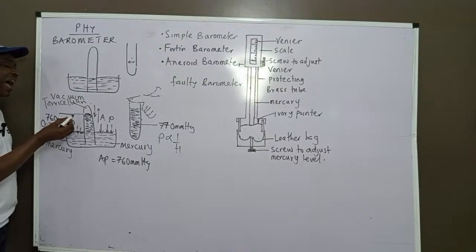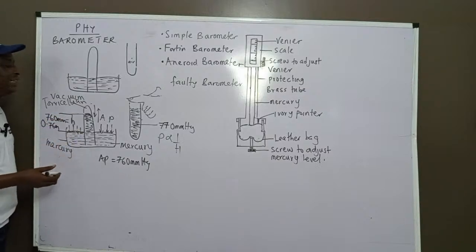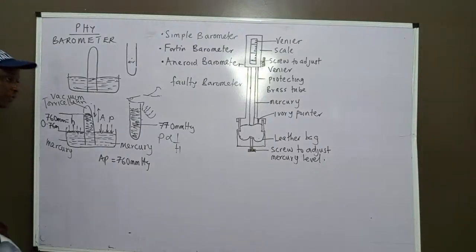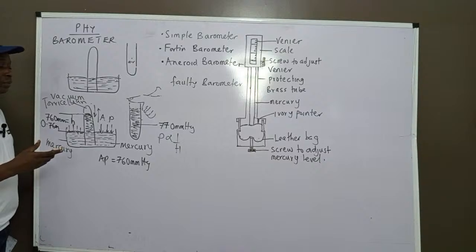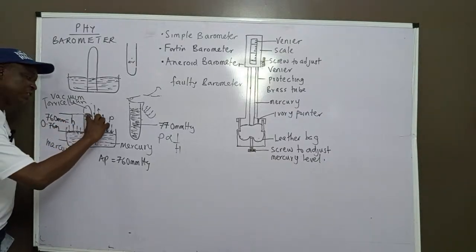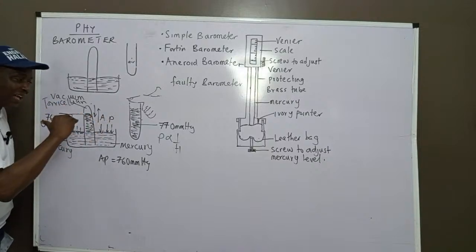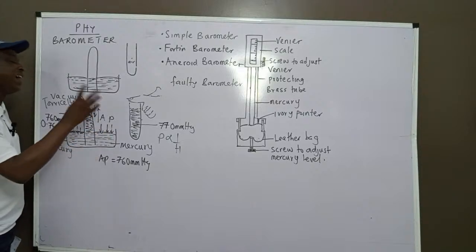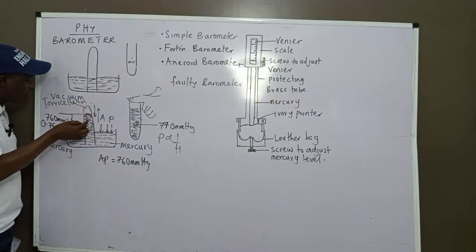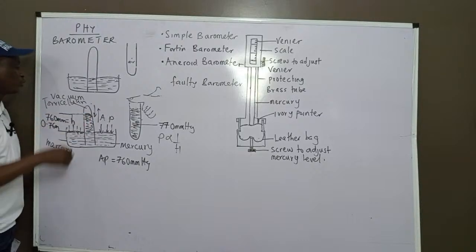So at what height? That is to say, this height measures the atmospheric pressure. This height measures what? Another name for atmospheric pressure is what we call the air pressure. Air pressure. Please take note of that. Now, the height of this one will not be balanced when the atmospheric pressure is being measured as balanced with the pressure of the mercury inside the tube.